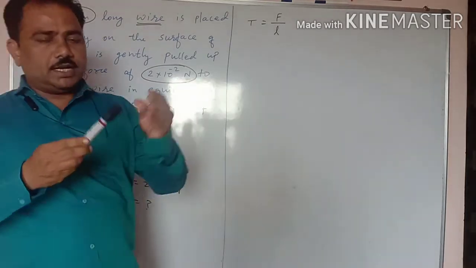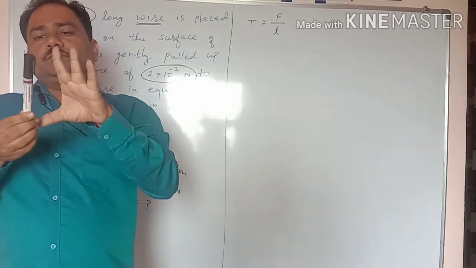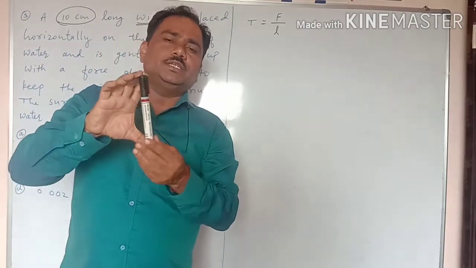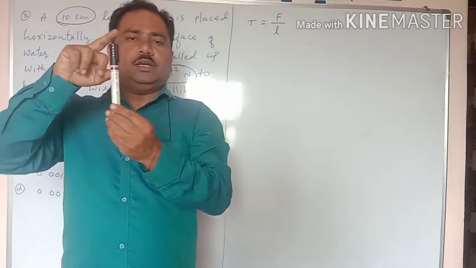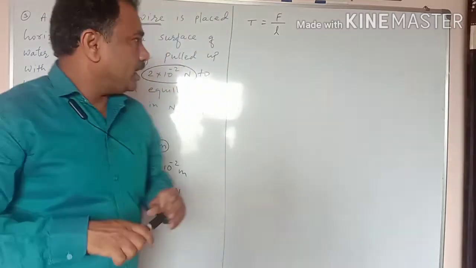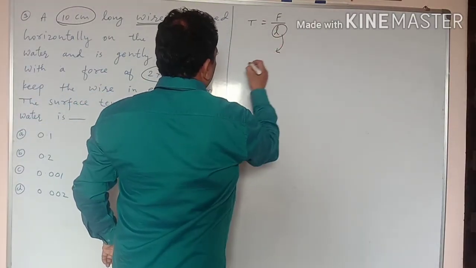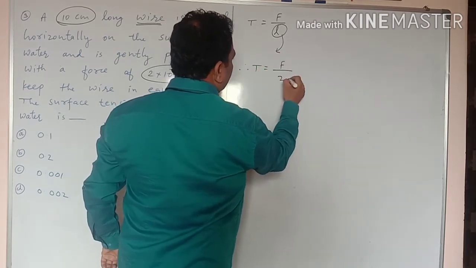Now a wire is placed on the surface of water. See here, the wire has 2 surfaces. Suppose this one is the wire, and it has 2 surfaces, this one and this one. So that's why instead of this length L, we have to use 2L. Therefore we can write surface tension is equal to F by 2L.